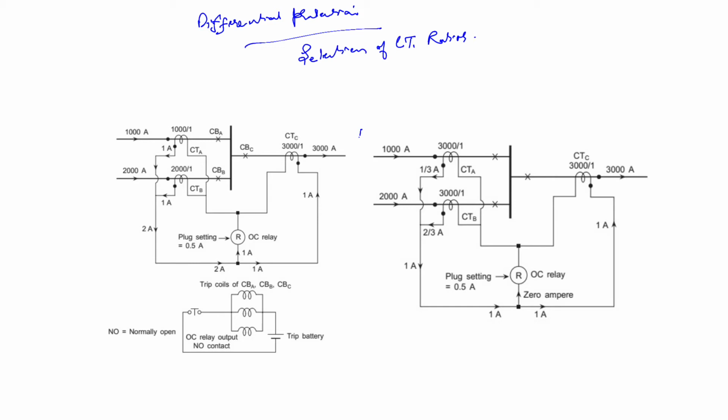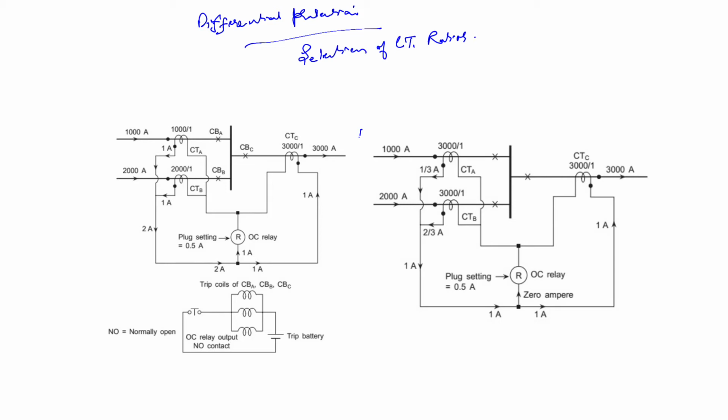Now take into consideration this diagram. We have two incoming feeders and one outgoing feeder, which is being protected by simple differential protection. The currents are the normal load flow currents. Let us decide the CT ratios on the basis of the maximum primary current seen by each CT. In this case, the maximum primary current seen by each CT is 1000 ampere, then 2000 ampere, and here 3000 ampere.